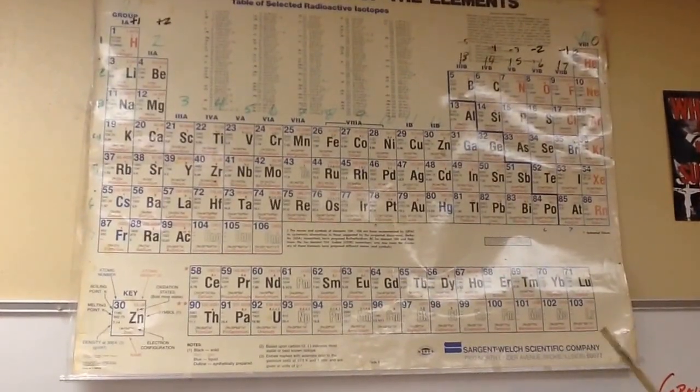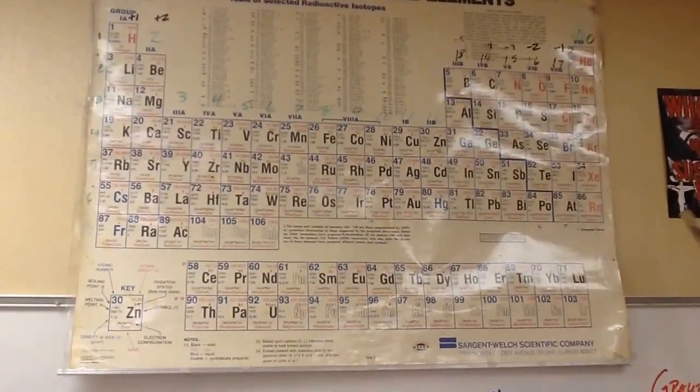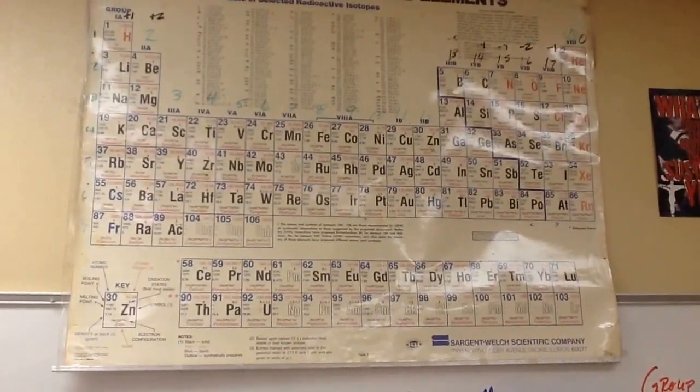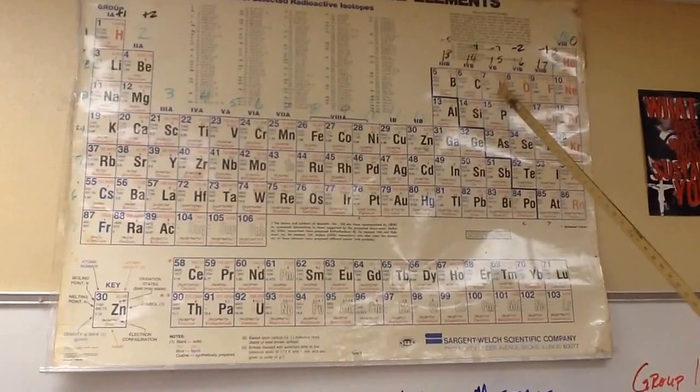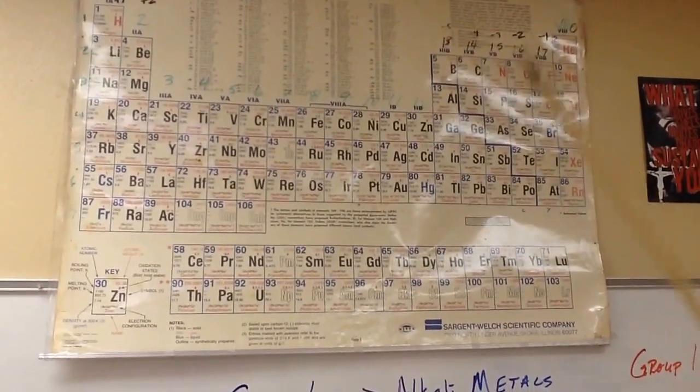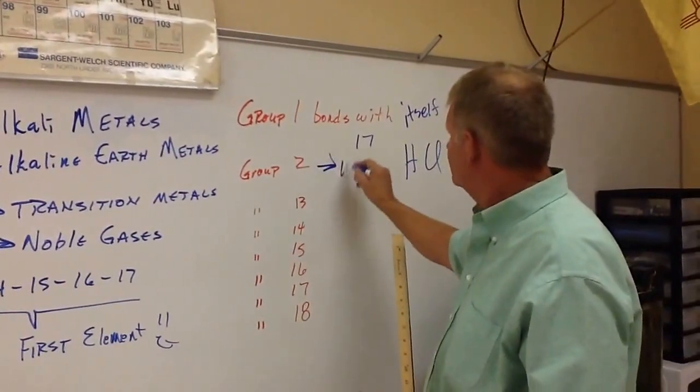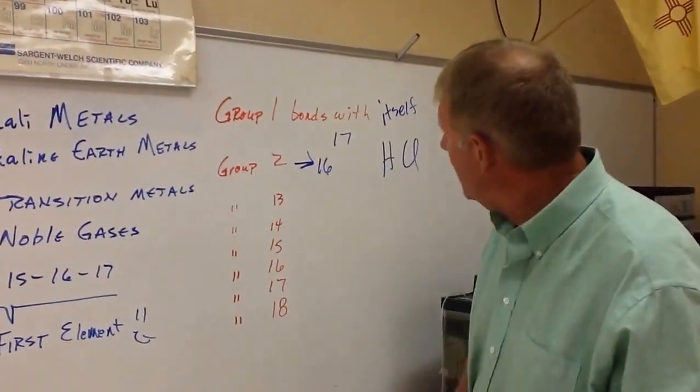But to make a P6, since the S's can go up and the P's can't go down, I can put an S2 with a P4, okay? So P1, 2, 3, 4. What group number is that? 16. So group 2 bonds with group 16. Cool. See how this is working?